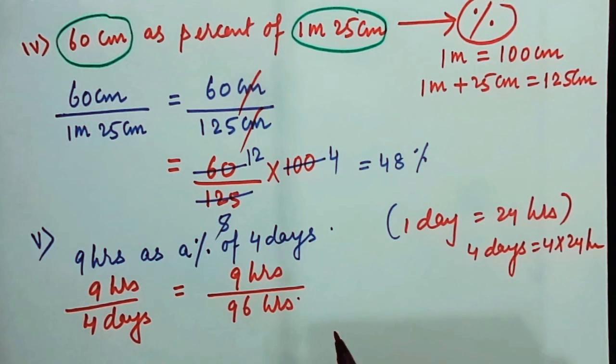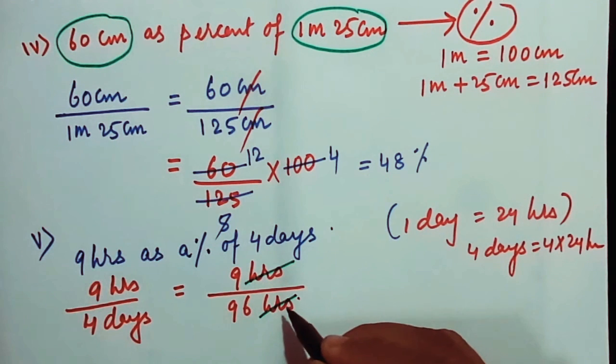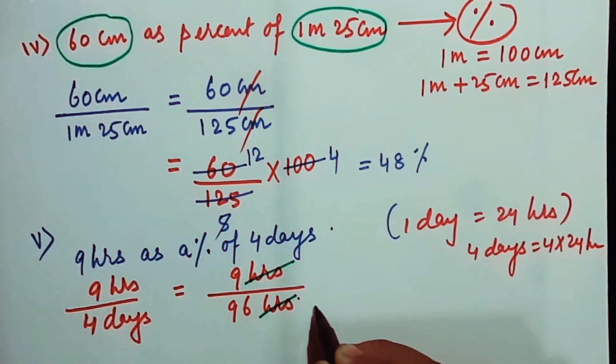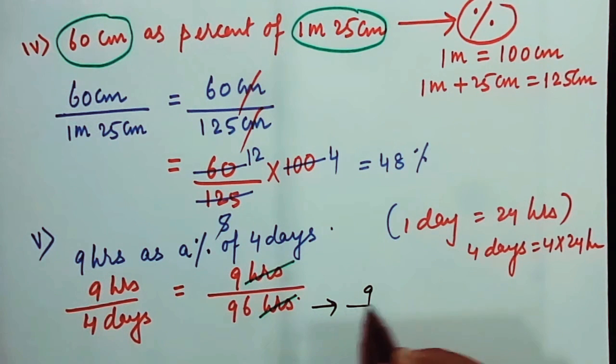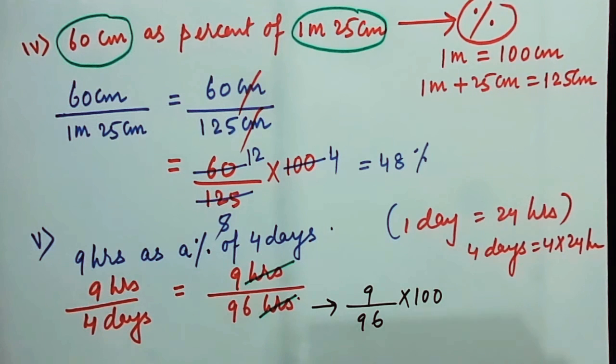Next is our cancellation part. The similar unit should be removed. Now let's convert this into percentage. So 9 by 96 multiplied by 100 will give you how much? So let's multiply.